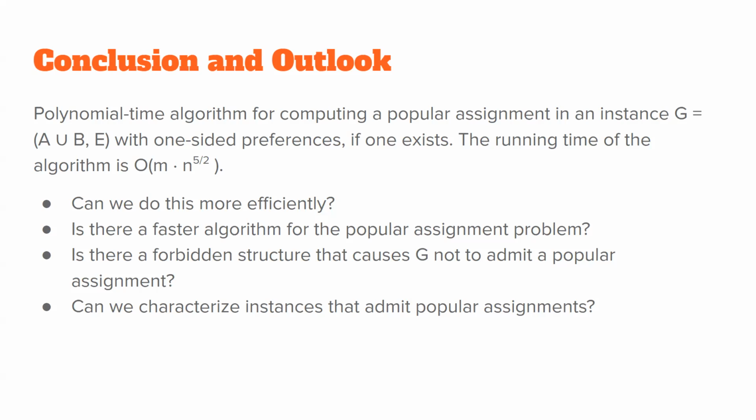Some outgoing questions are, can we do this more efficiently? Is there a faster algorithm for this problem? And instead of running the algorithm completely and at the end finding out if G has no popular assignment, is there some sort of structure that we can see beforehand that'll automatically tell us that it does not? Interestingly, the stable roommates problem does have correlations with this problem and has answers to these questions. So it's definitely an area worth looking into.